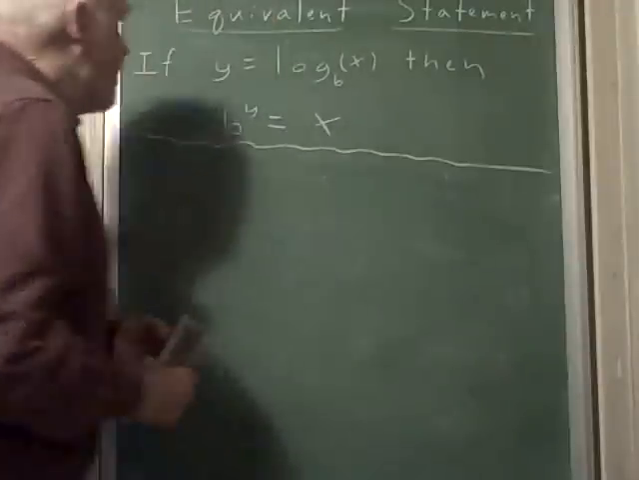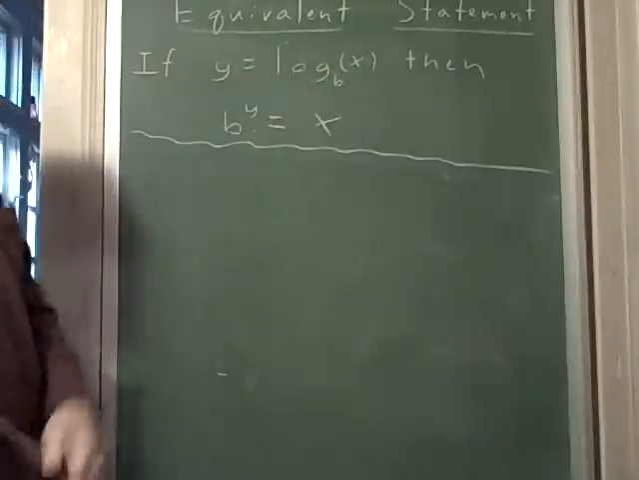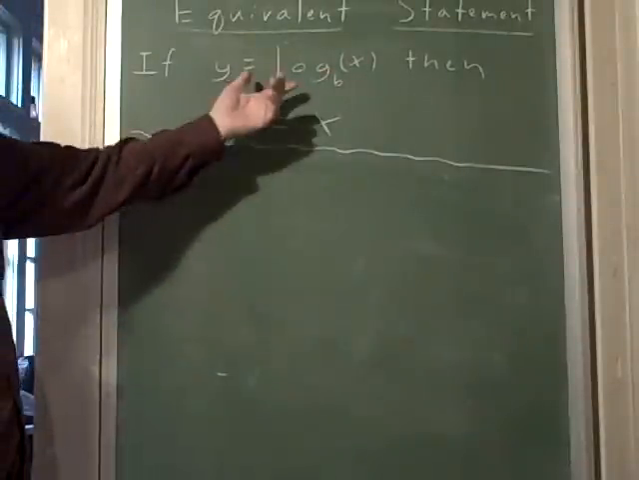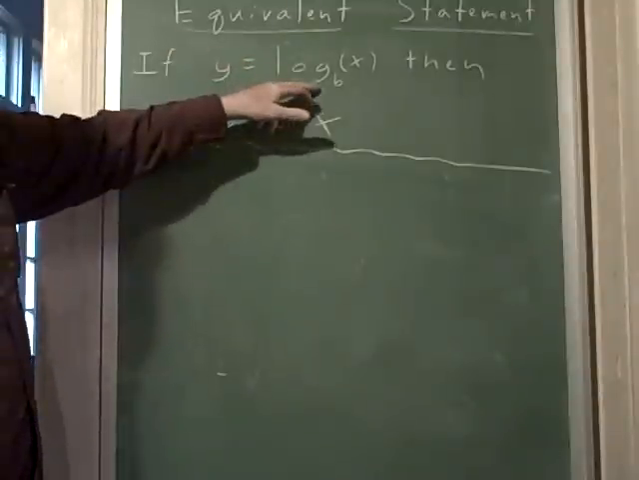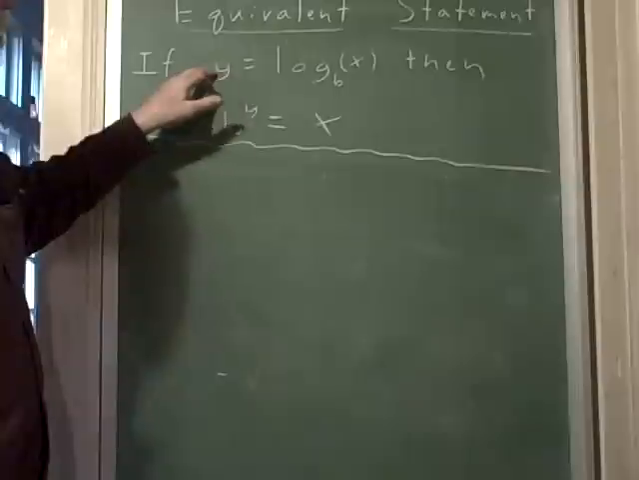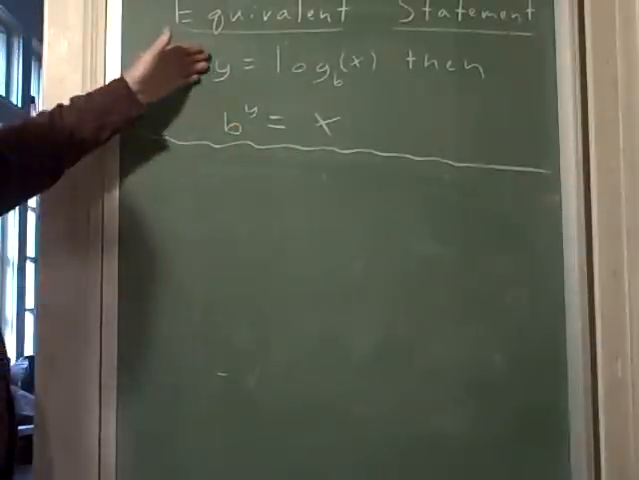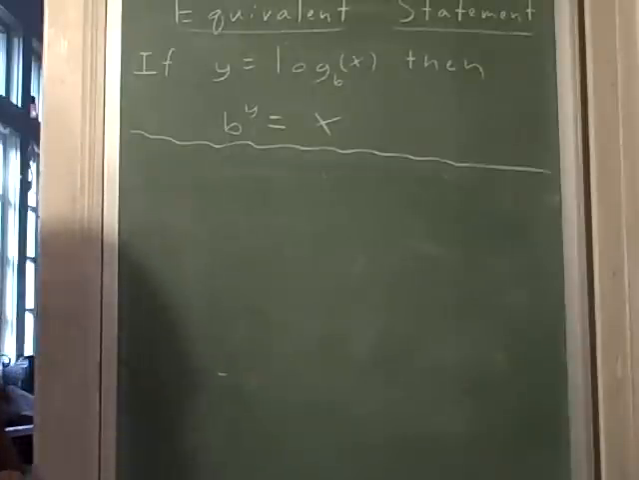Now, this is called the equivalence statement. If y equals the log of x base b, that means this is the inverse function of b to the x, is what it really means. And you can immediately say that b to the y equals x. These mean exactly the same thing, and it changes the logarithm into an exponential expression.